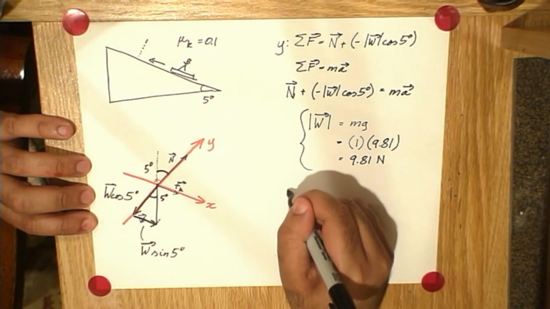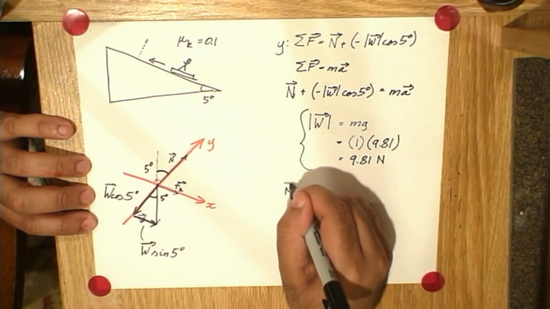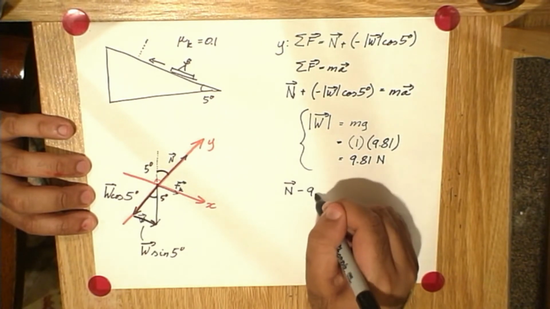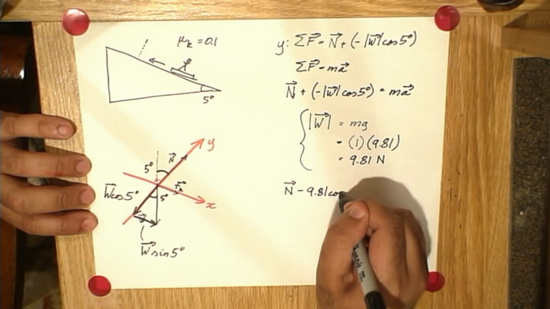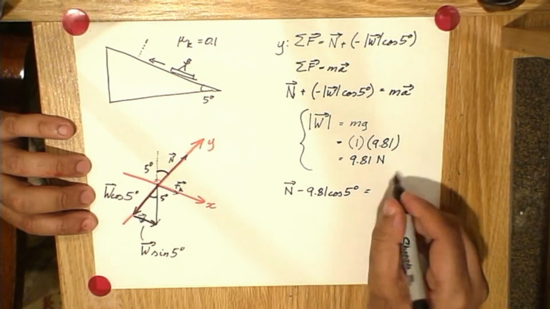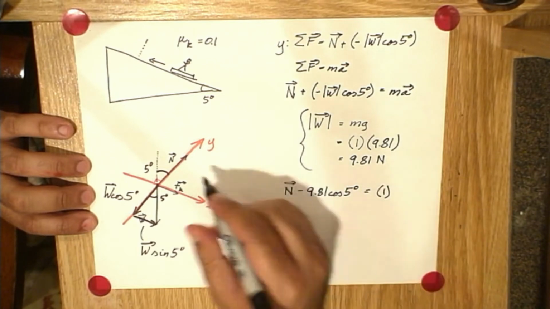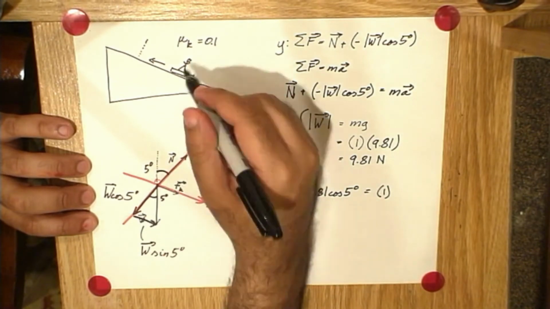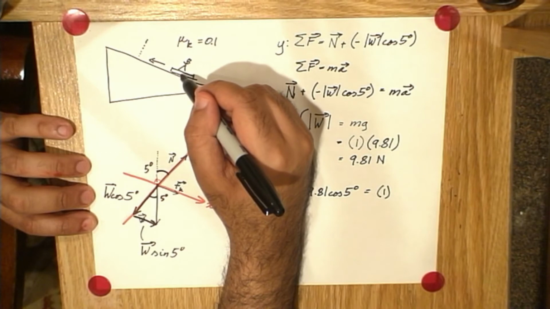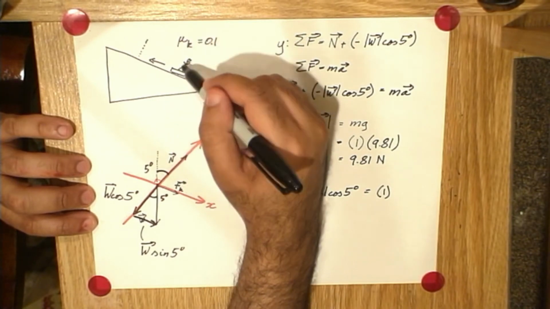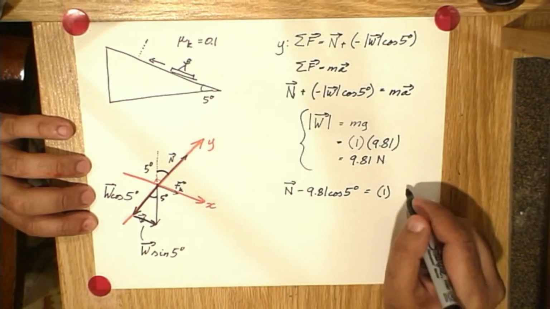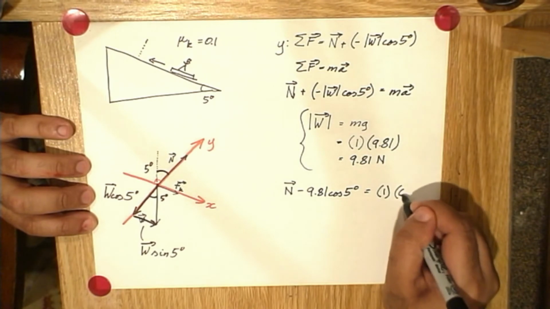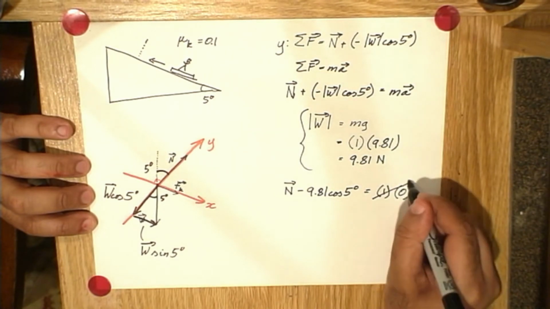So let's plug in what we know. Normal force minus 9.81 cos 5 degrees is equal to mass, 1, times the acceleration in the y direction. Our snowboarder is not collapsing into the ramp, and he's not levitating from the ramp, which means that the acceleration in the y direction is 0. This entire right side goes away.